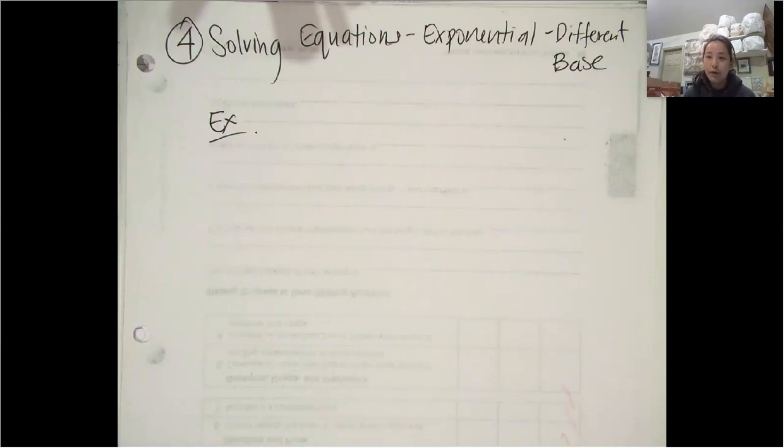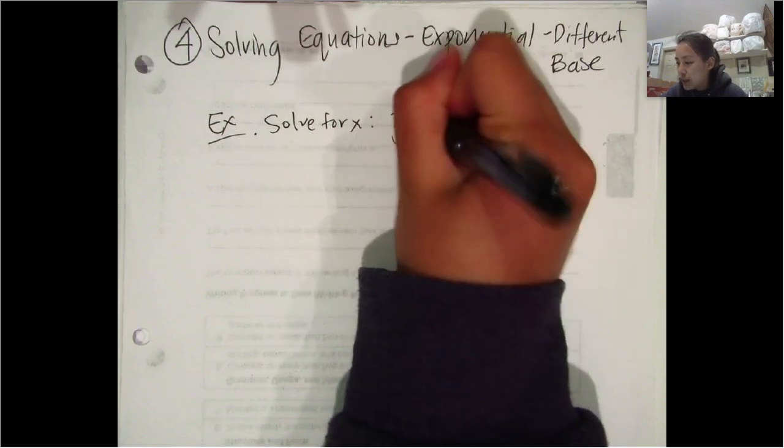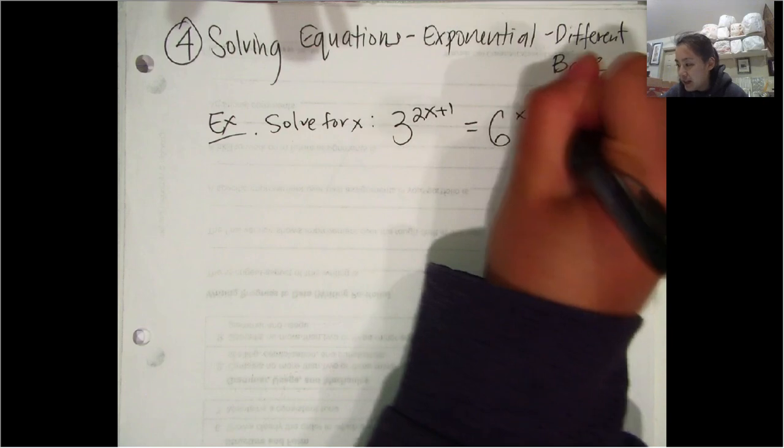Lee, and we're going to go over the fourth type of equation that we're going over in this section. So solving equations, but we're doing exponential functions or exponential equations, but where they have a different base. Okay, so we're going to solve for x, given that we have 3 to the 2x plus 1 equals 6 to the x minus 4.